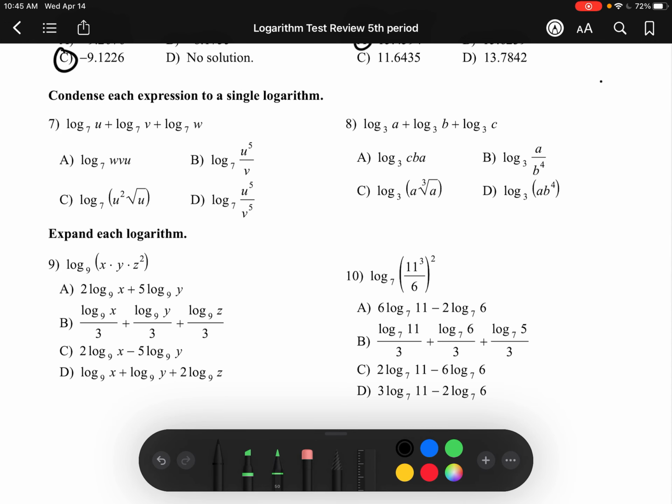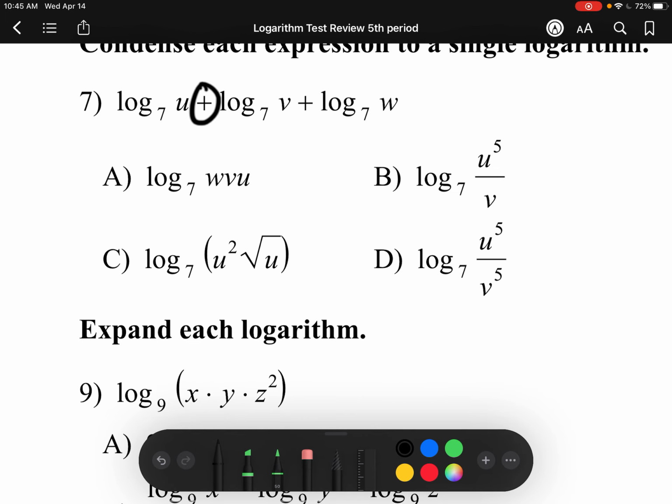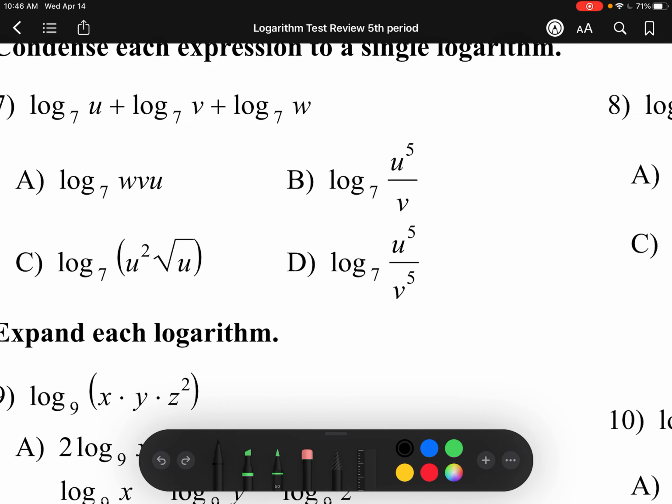All right, for number 7 and 8, we're going to have to condense each expression into a single logarithm. So to do this, we're going to have to use our properties of logarithms, right? Whenever you see a plus, that is the product property, right? So that means that you multiply these values together. So it's all pluses, there's nothing else. So this is going to be log base 7 of u times v times w, right? U, v, w. However, they write it in a different manner. They write it as w, v, u, which is the same thing.